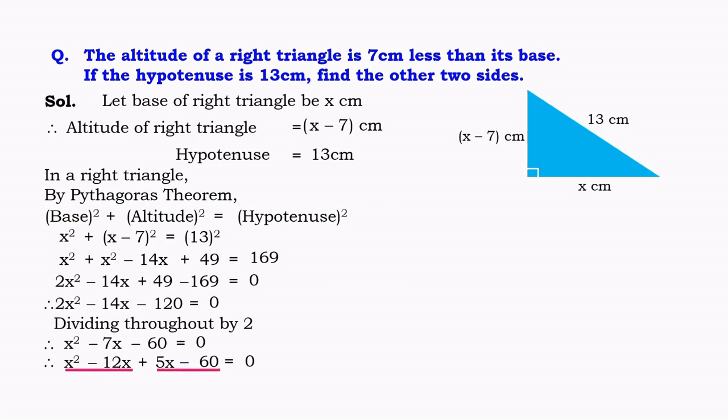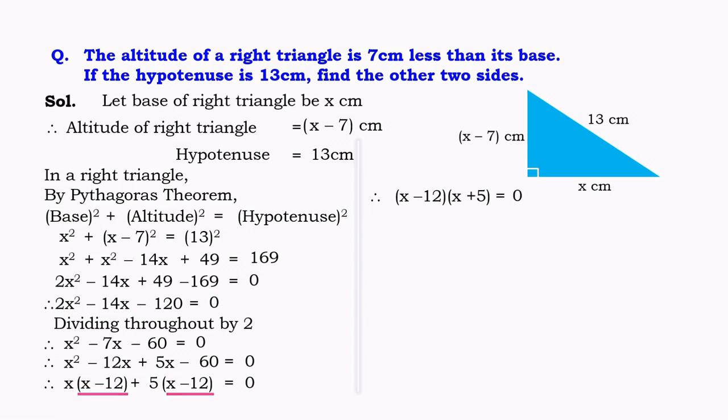Using these factors, we split the middle term. The equation becomes x squared minus 12x plus 5x minus 60 equals 0. Now we group the terms and take common factors. This gives x multiplied by (x minus 12) plus 5 multiplied by (x minus 12) equals 0. Taking the common factor (x minus 12), we get (x minus 12) multiplied by (x plus 5) equals 0. The quadratic equation has now been factorized successfully.